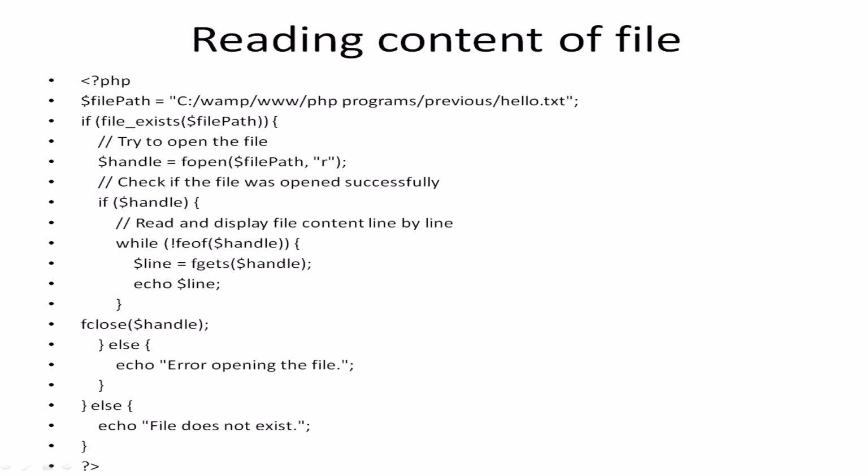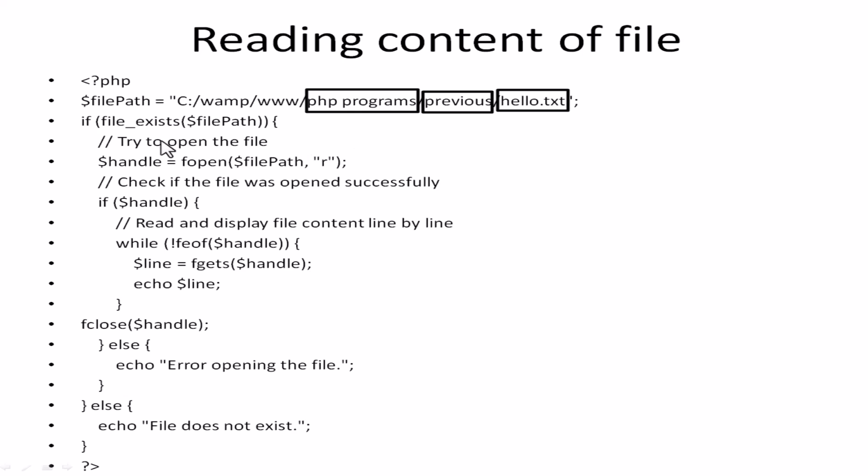So here, if you want to read the content of the file, we have an example program. Before that, you need to create a particular file, which is hello.txt. We are within the PHP programs folder, and previous is a folder which I created in the previous class, containing the programs I have created so far.